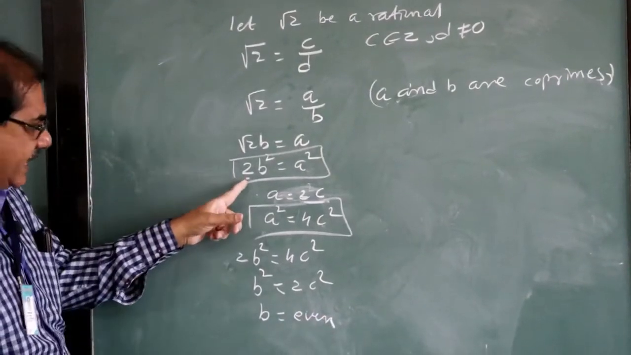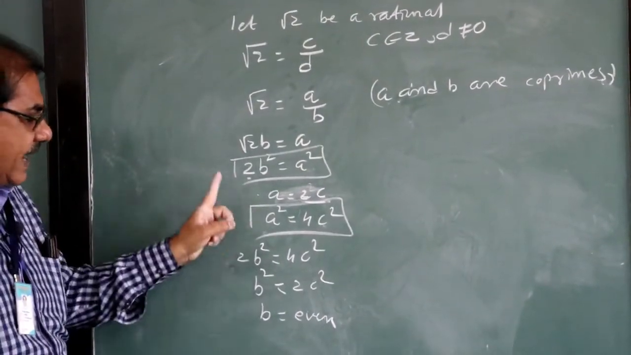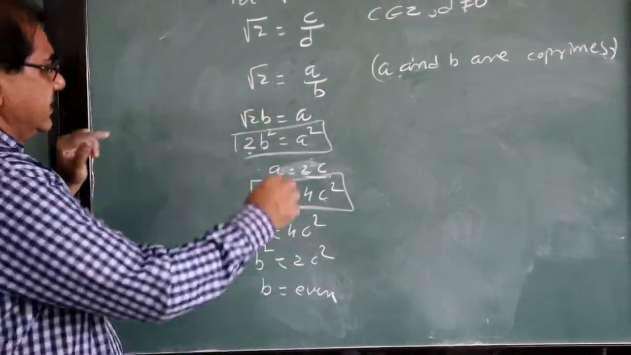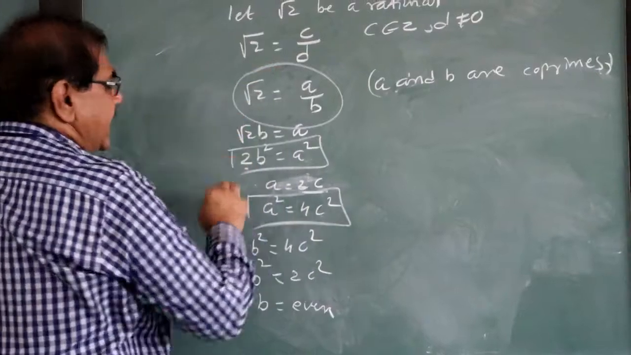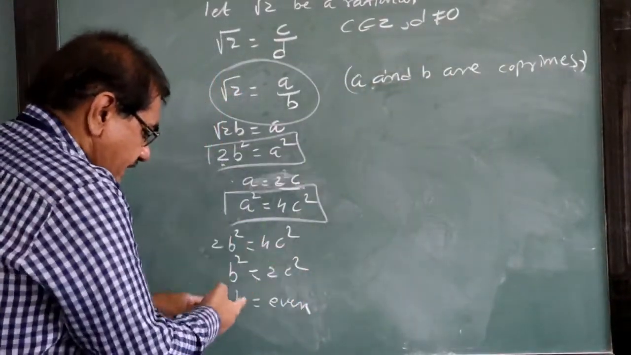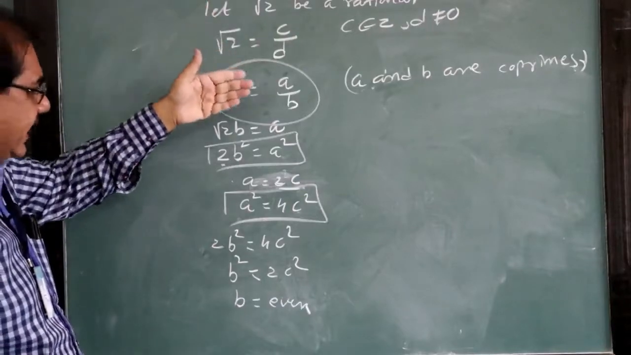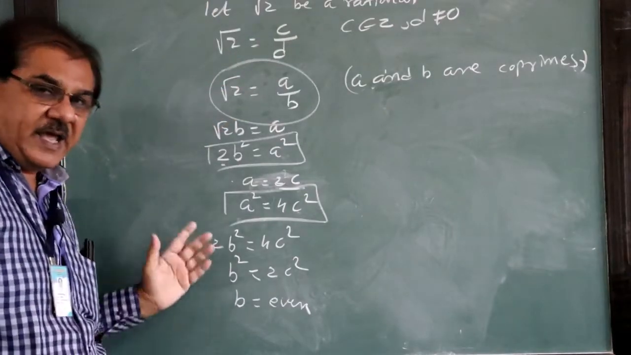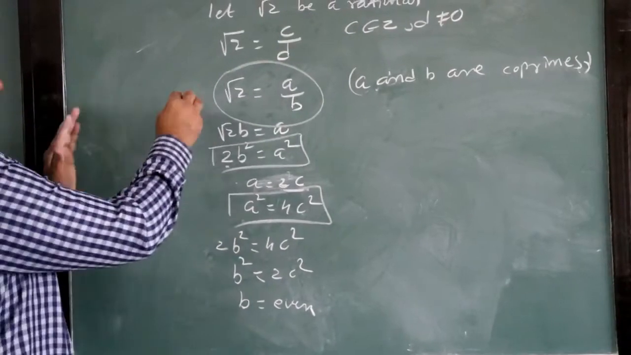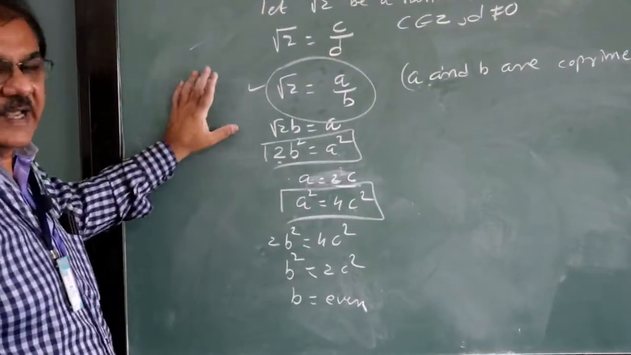So here A is even, B is even, that means they have a common factor 2 between them. But what was the beginning? We assume that A and B have no common factor because they are co-prime. And here we proved, as we take them as rational, that A and B have some common factor 2. So it is contradictory to the assumption that they are rational numbers.